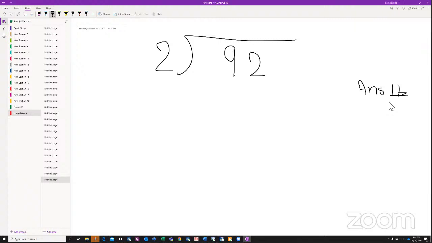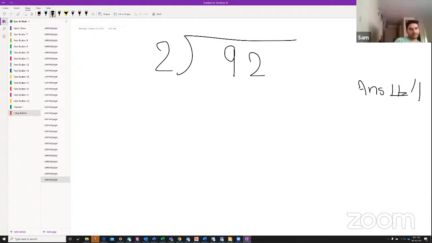46. 46. Okay, let's check if that's the right answer. So we have a 9. We're going to divide 9 by 2. That's going to be 4. 4 times 2 going to be 8. 9 minus 8 going to be 1. And we're going to drop down 2.